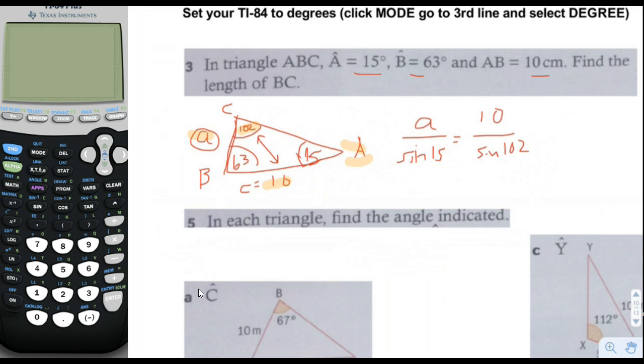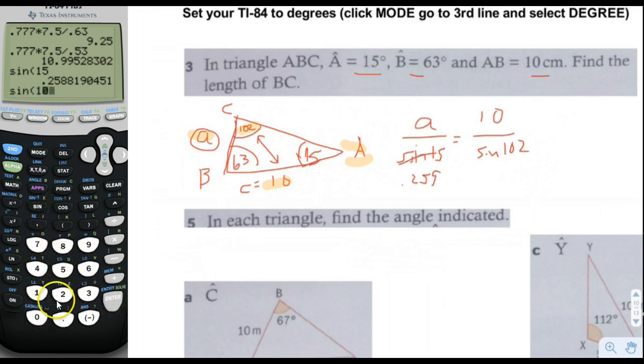Okay. Let's figure out what these are. Sine of 15, 0.259. Sine of 102 degrees, 0.978.